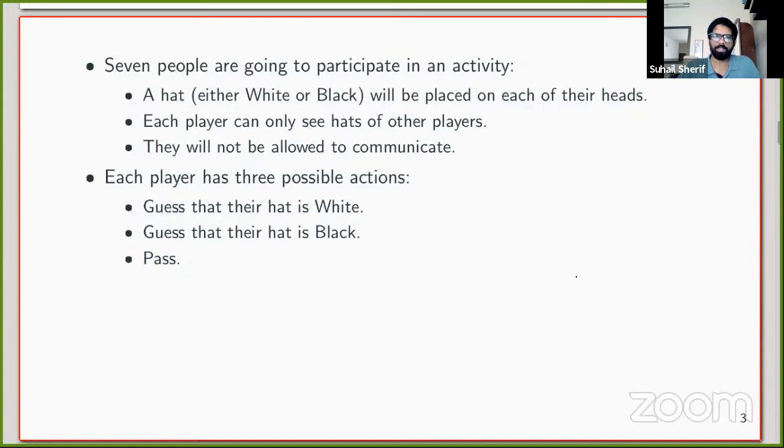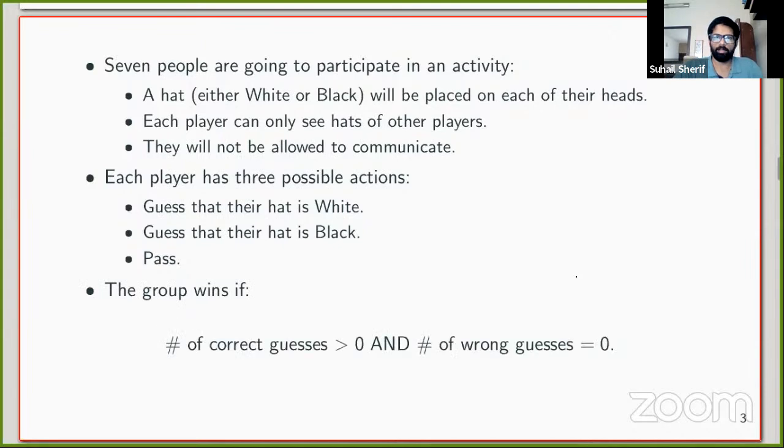And when do we say that these 7 people have actually won at this activity? The group wins if the number of correct guesses is greater than 0. That's at least one person has to guess correctly. And the number of wrong guesses is equal to 0. So if even one person guesses wrong, then the whole team loses. If there are some people who guess correct and one person wrong, again, the whole team loses. If some people guess correct and the other people pass, then the team wins. If everybody passes, again, the team loses.